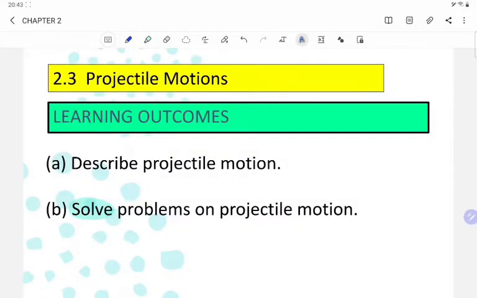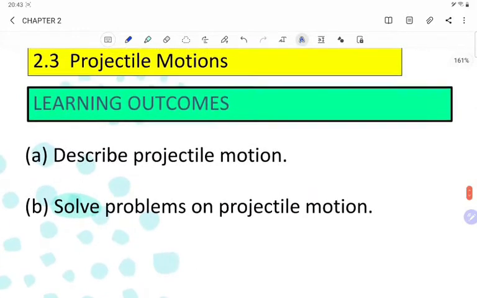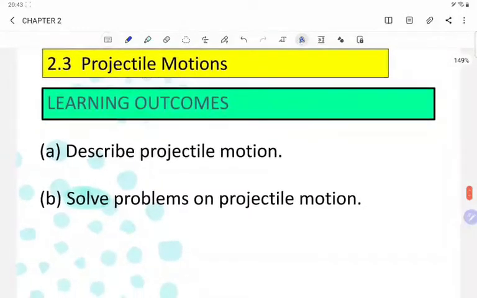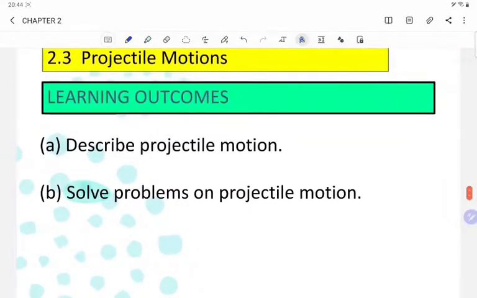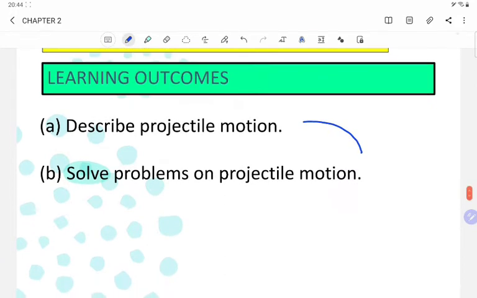Tutorial 2.3 Projectile Motions. The learning outcomes are to describe projectile motion and then solve problems on projectile motion. So projectile motion is basically a form of motion when an object moves in parabolic paths. Maksudnya objek tu dia bergerak dalam pergerakan parabolik. So pergerakan parabolik ni umpamanya curve lah. And then problem apa yang ada dalam projectile motion?